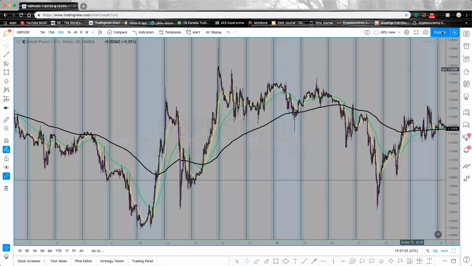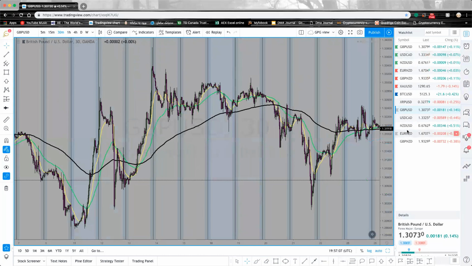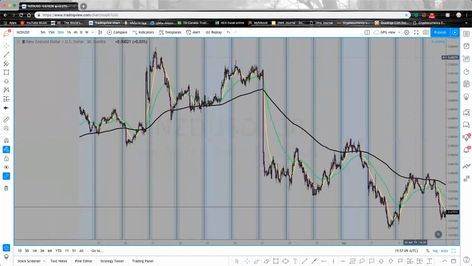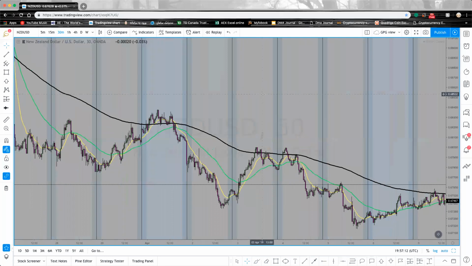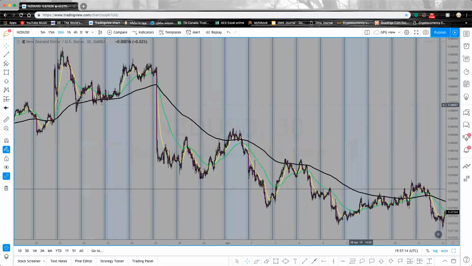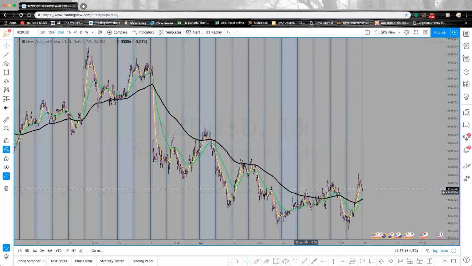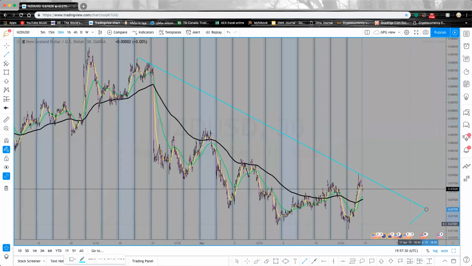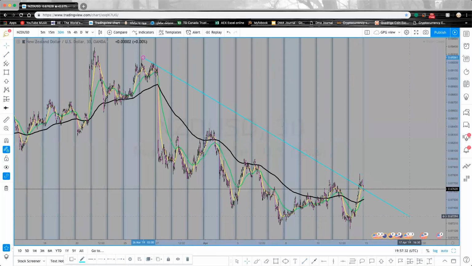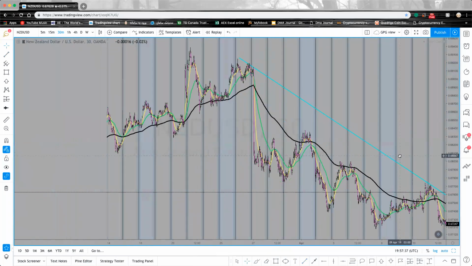Nothing different. Let me go to another pair. Maybe NZD USD was beautiful in the previous week too. Okay, so let's play. Well, at the moment, we did not have this. This is a newer high. Let's say you are in here, okay?